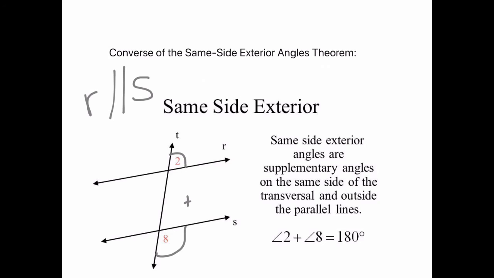So in all of the normal theorems, you start with the lines being parallel and you end with the information about the angles. In all of the converses, you start with all of the angles and end with the lines being parallel.